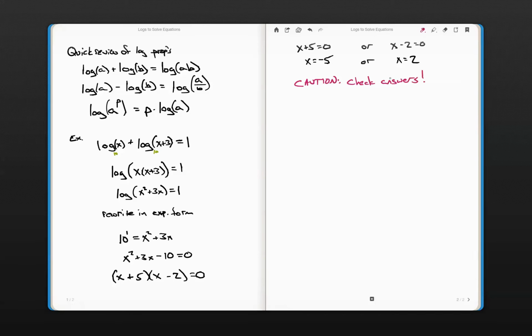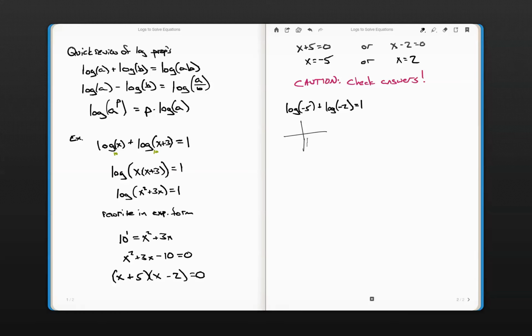All right, so let's check these here. I said the log of x plus the log of x plus 3 equals 1. So, let's check the first one. The log of negative 5 plus the log of negative 5 plus 3 is negative 2 equals 1. Wait a minute. The log of a negative number? Right? Well, my log graph looks like this. Let's do a quick little sidebar here.